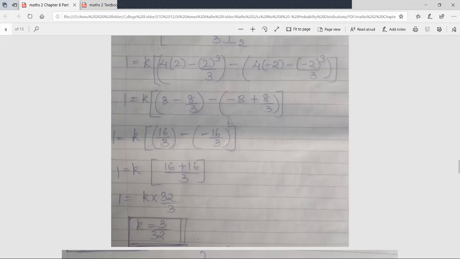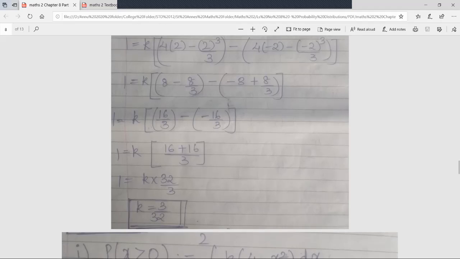Minus, similarly here you will be getting 8 3s are 24, minus 24 plus 8 will give you minus 16 by 3. Sign of the greater number. So minus into minus becomes plus. So 1 is equal to k into 16 plus 16, which gives you 32 by 3. So 3 will go that side and 32 will come down. So the value of k is nothing but 3 by 32.